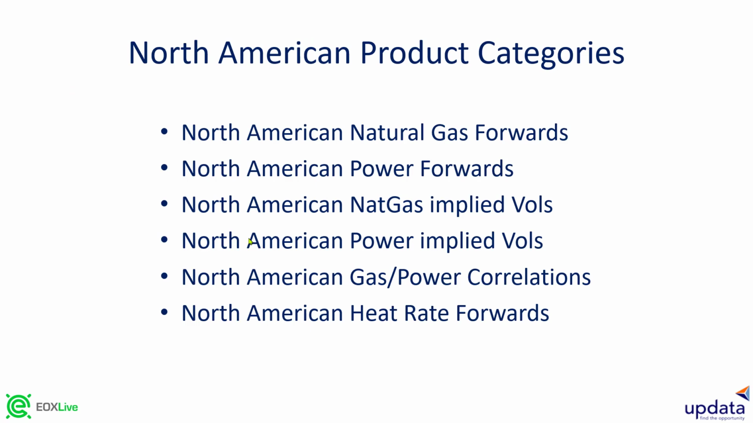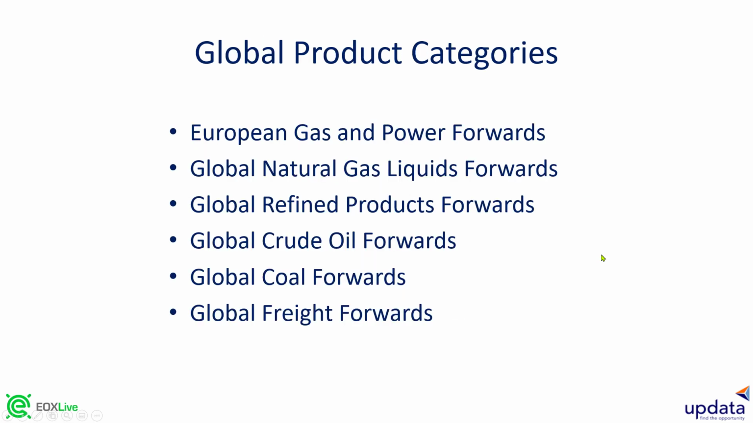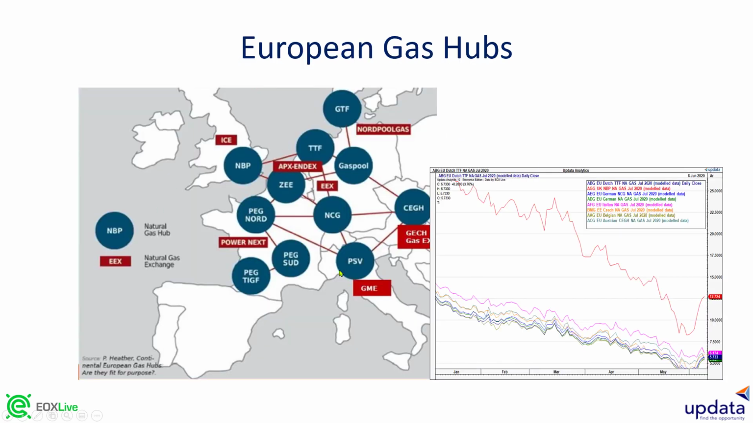So in North America, it's North American natural gas and power, the implied vols, which is really valuable for trading and options, of course, and then correlations and heat rates. And so the US gas and power hubs are all covered, and it's a vast amount of data, all the contracts that are typically traded in these hubs. And in Europe or globally, it's European gas and power, global natural gas liquids, global refined products, and global crude oil products, and coal and freight. And all of the gas hubs and electricity hubs in Europe are well represented.